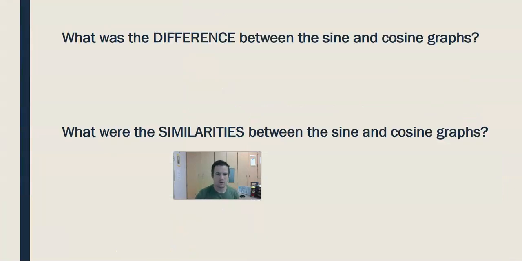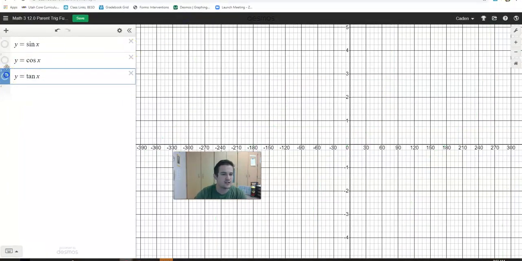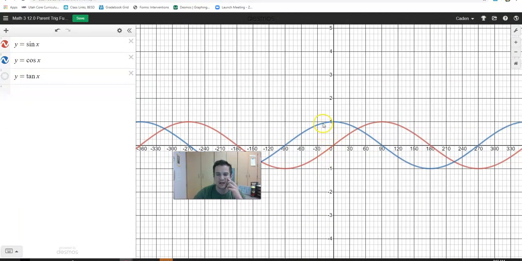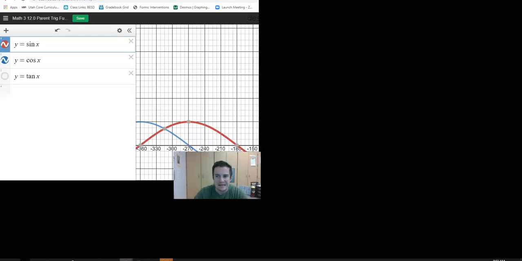Okay, now that we've looked at all of these different functions, and I might pull the Desmos graph over so we can look at them a little bit more, what was the difference between the sine and cosine graphs? Let me pull this over. Well, you'll notice if I were to drag this cosine graph over, it would be the exact same as the sine graph. It's just shifted over to the left a little bit. This one starts at 0, 1. This one starts at 90 and 1. So it's shifted over by 90 degrees.